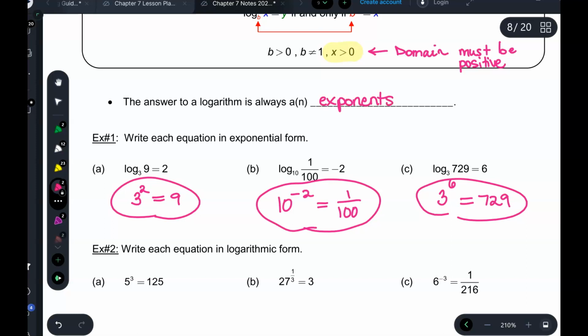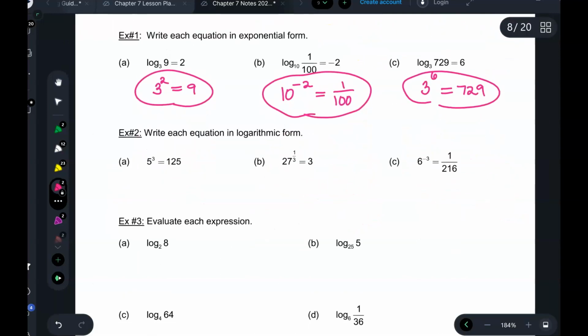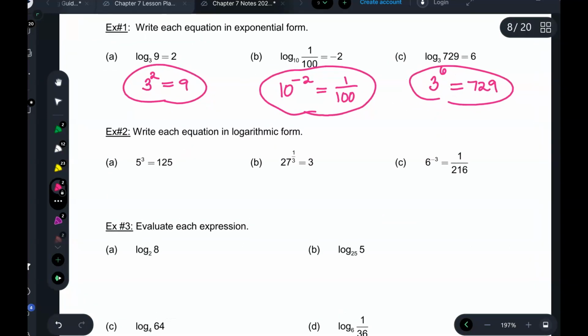Logarithms are exponents. That's all they are. This is really, it's a really easy lesson. Well, we say that now, but. You say that now. Trust me. I just hope we don't jinx it.